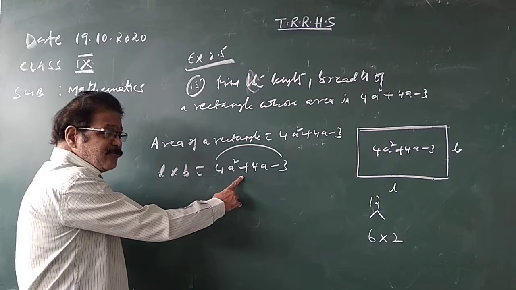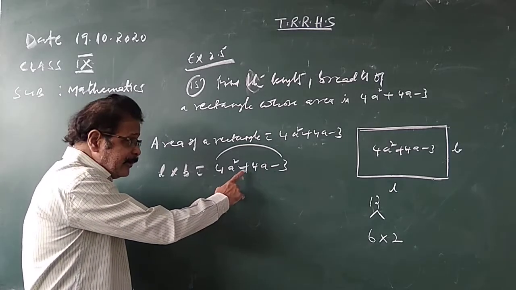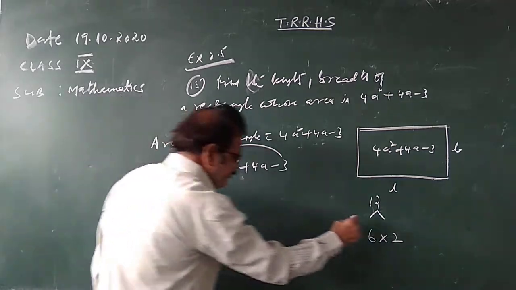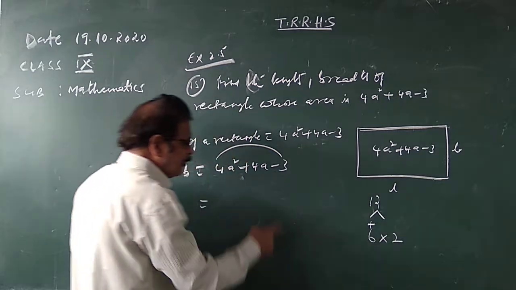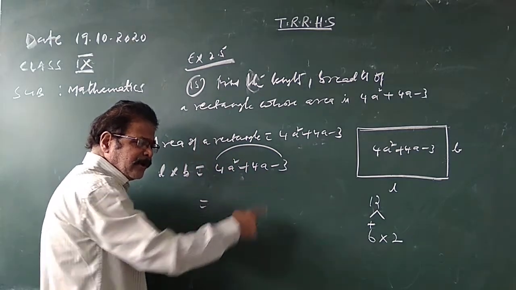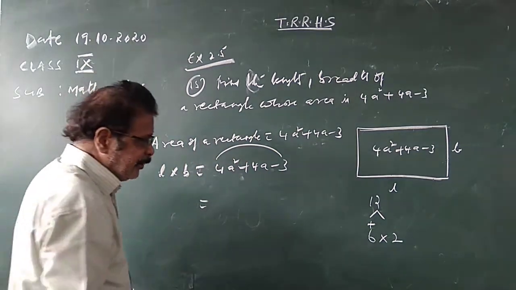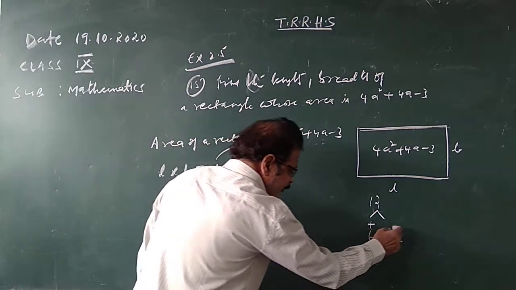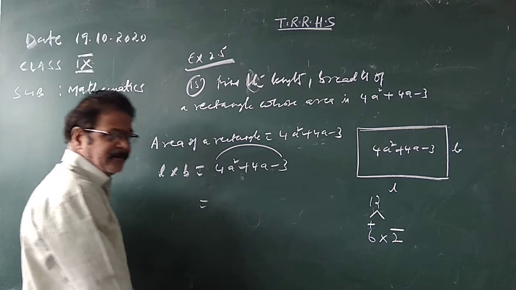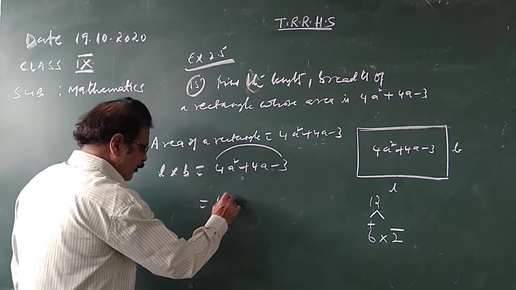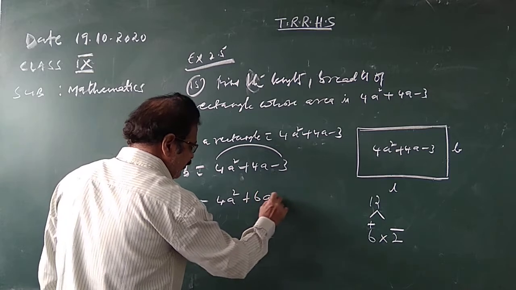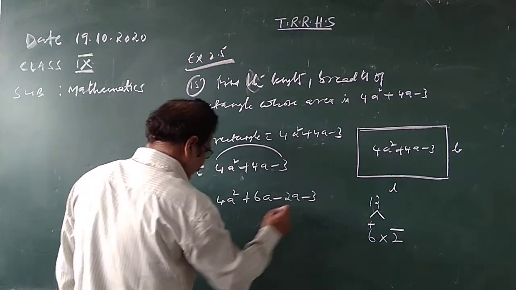Here, the middle term sign should be allotted to the greater factor. The middle term sign is plus. Whatever it may be, the middle term sign is always allotted to the greater one. What is the constant sign? Negative. If the constant sign is negative, give the opposite sign to the smaller factor. The greater factor sign is plus, so for the smaller factor give the opposite, minus. So 4a square, instead of plus 4a, we write plus 6a minus 2a minus 3.